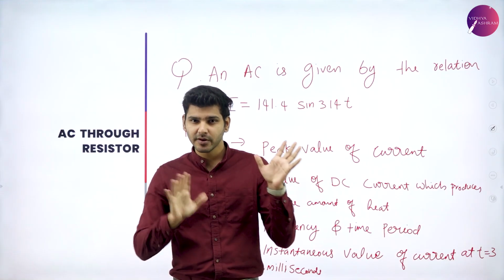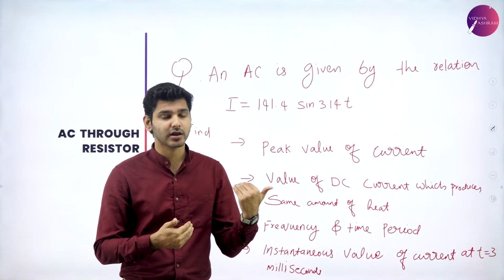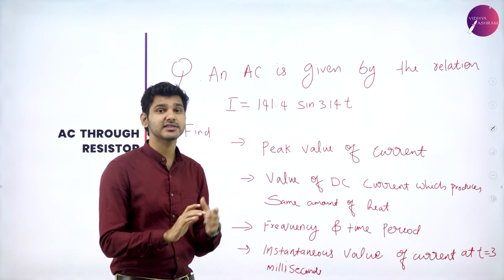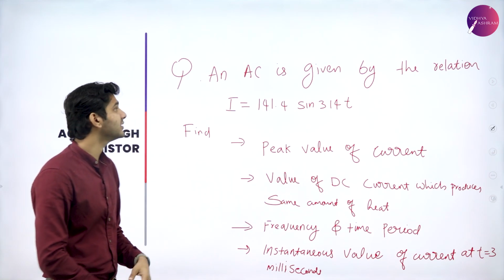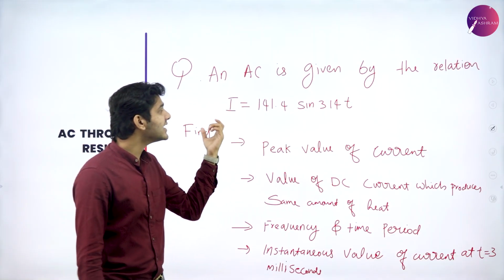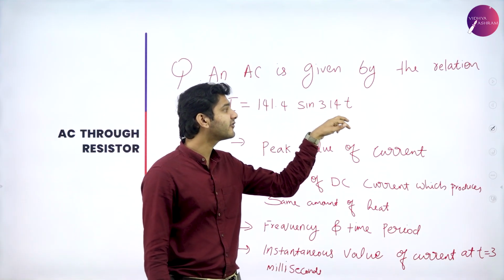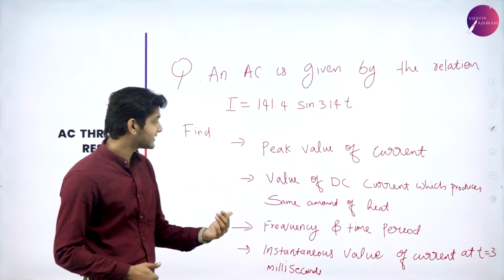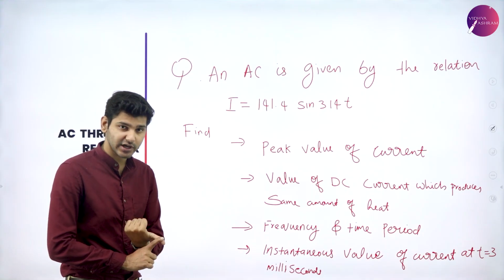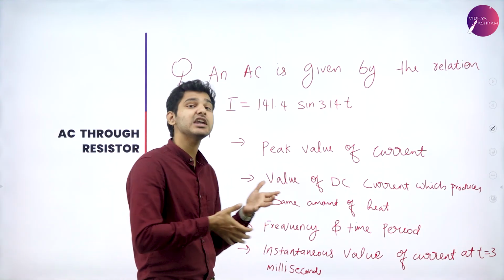So just to sum up everything and see if you have understood everything, let's take it back a notch. If you get a question like this, how are you going to solve it? For example, the question is: an alternating current is given by the relation I is equal to 141.4 sine 314t. Find the peak value of current. Find the value of DC current which is producing the same amount of heat.